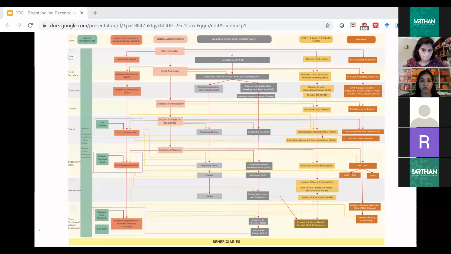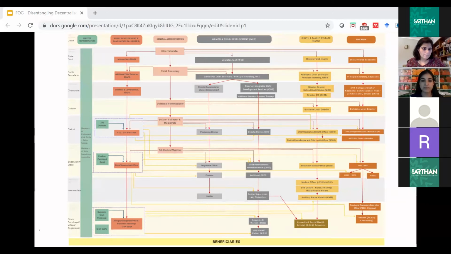It just focuses on the Integrated Child Development Services, commonly known as ICDS, which is primarily delivered through the Department of Women and Child Development. The vertical set of rectangles that you can see in gray represents the Department of Women and Child Development. And then we're also looking at the health department, which is in yellow, that delivers associated nutrition related services like infant immunizations and antenatal care for pregnant women.